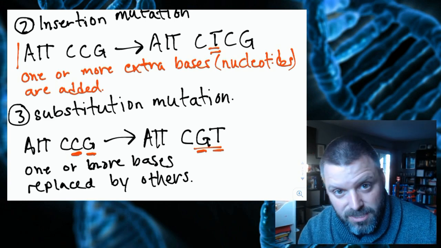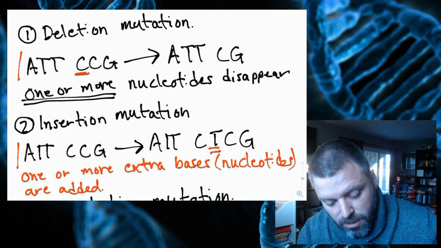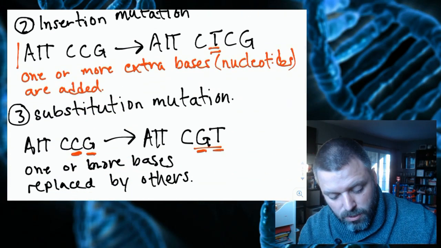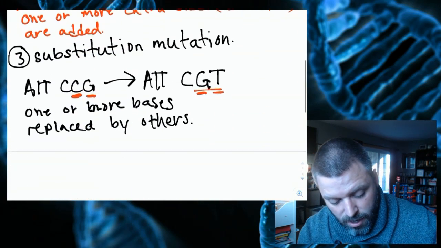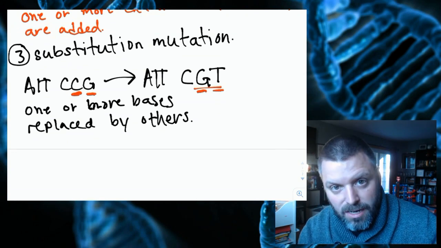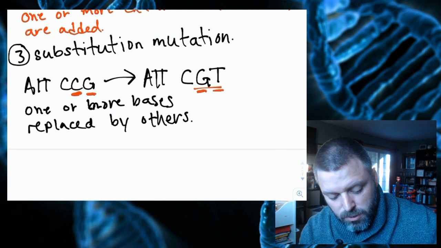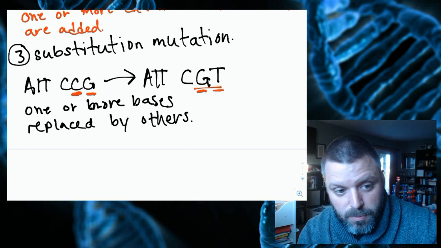Remember, the code is the sequence or the order of the bases. So a deletion mutation is when you lose those bases. An insertion mutation is when you gain extra bases. And then a substitution mutation is when you replace a couple of those bases.